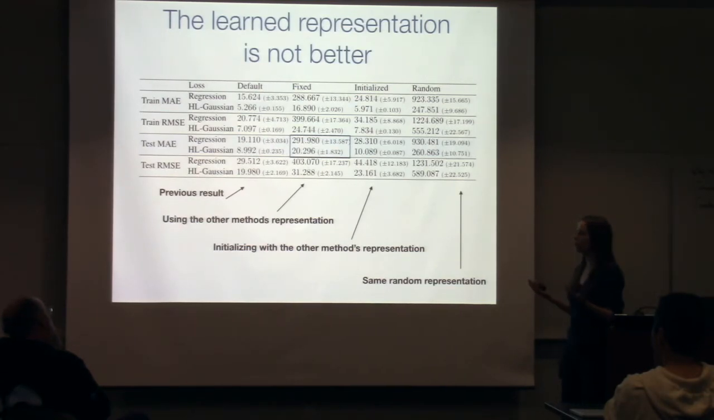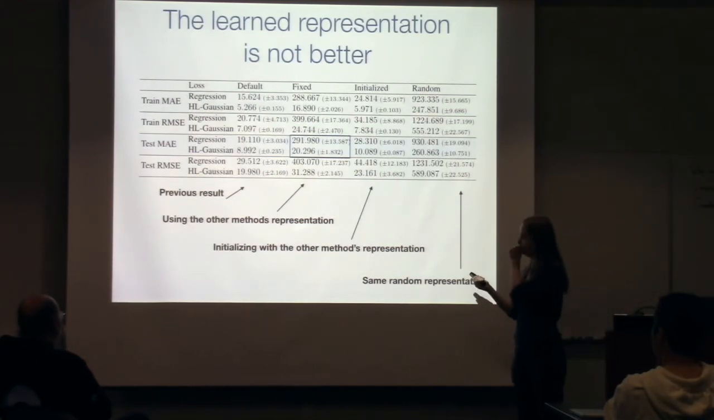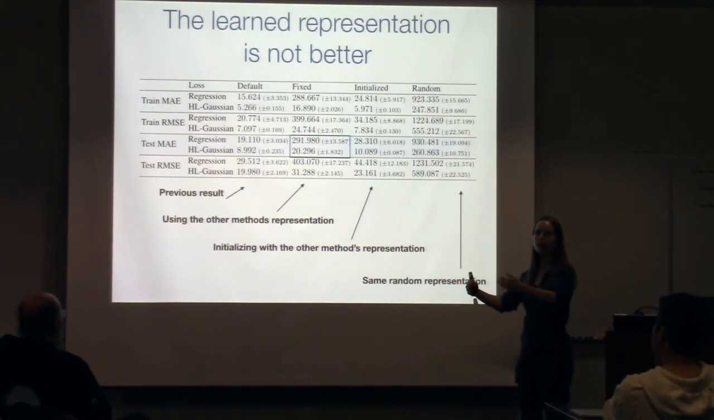If you actually imagine that learning a distribution was giving you a better representation, that also doesn't seem to be true. Here, fixed means we took the representation from the other learner, fixed it on the last layer of the neural network, and then just retrained the weights on the last layer.